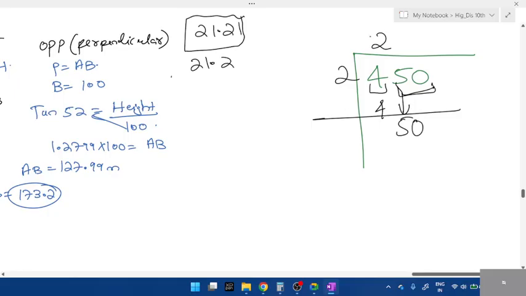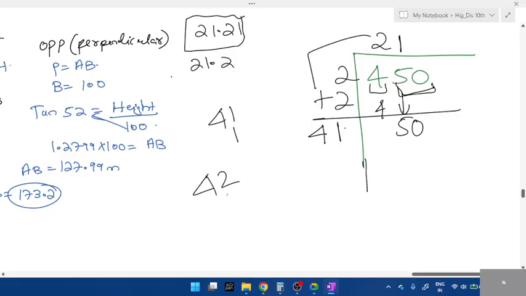Next, this 2 you have to add here. What is 2 plus 2? 4. What number should I add next to 4 and multiply so that we get 50? Less than 50 or 50? See, if I add 1 here, I should even multiply by 1. If I add 2 there, I have to multiply by 2. If I add 3, I have to multiply by 3. If I take 42 into 2, I get 84. Isn't it more than 50? So let me take 41 into 1, how much is it? 41.